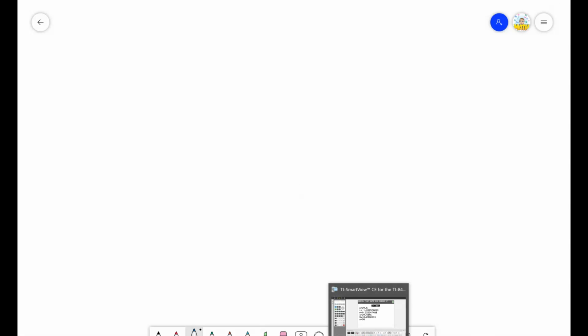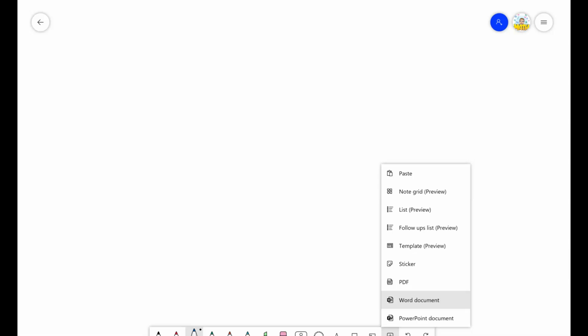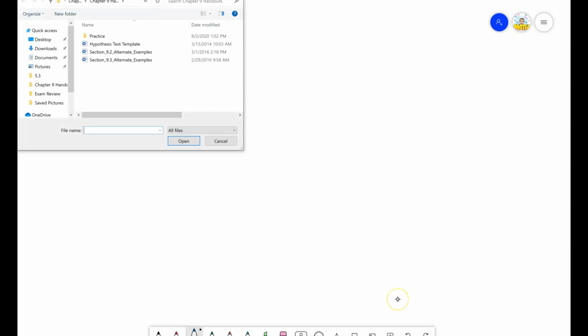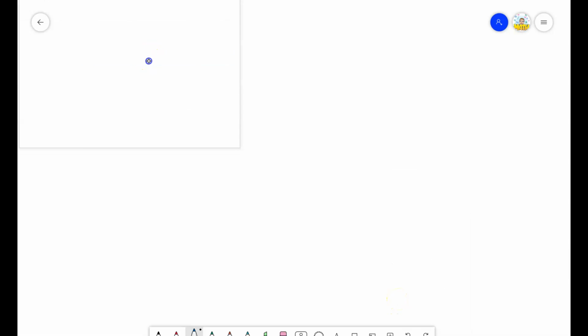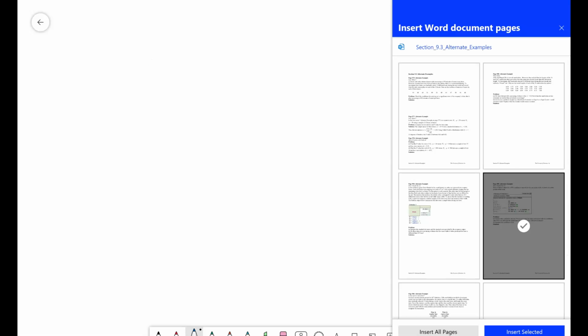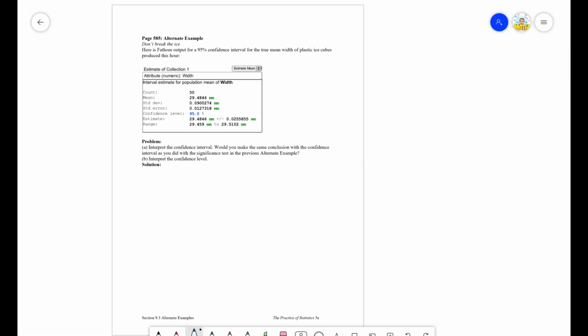When I put my confidence interval portion in here, I should find that my confidence interval contains 29.5, since I was unable to reject the null hypothesis that it equals 29.5. That's what we should already be starting to think.